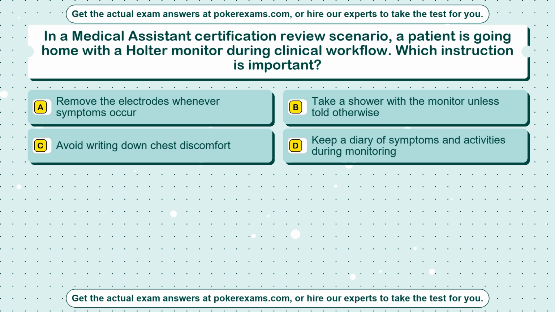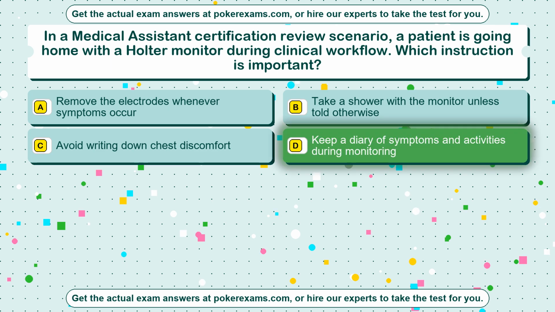Question 32. In a medical assistant certification review scenario, a patient is going home with a Holter monitor during clinical workflow. Which instruction is important? Option A, remove the electrodes whenever symptoms occur. Option B, take a shower with the monitor unless told otherwise. Option C, avoid writing down chest discomfort. Option D, keep a diary of symptoms and activities during monitoring.